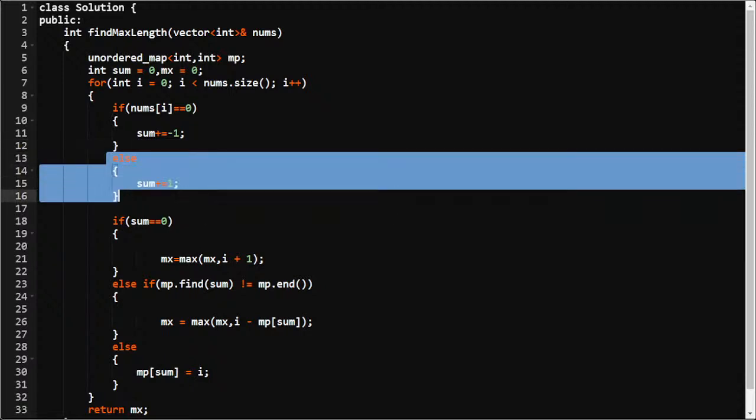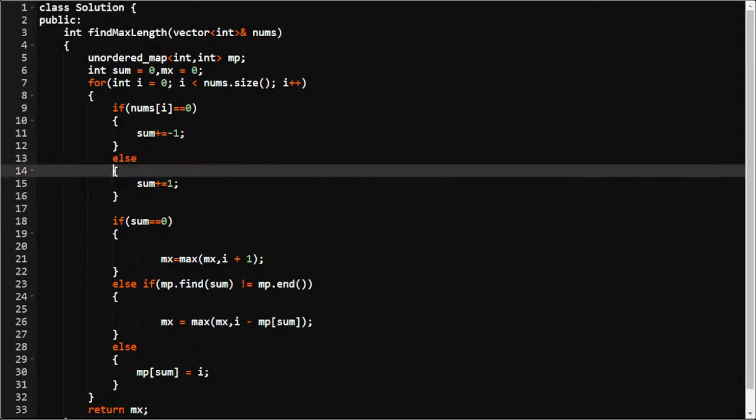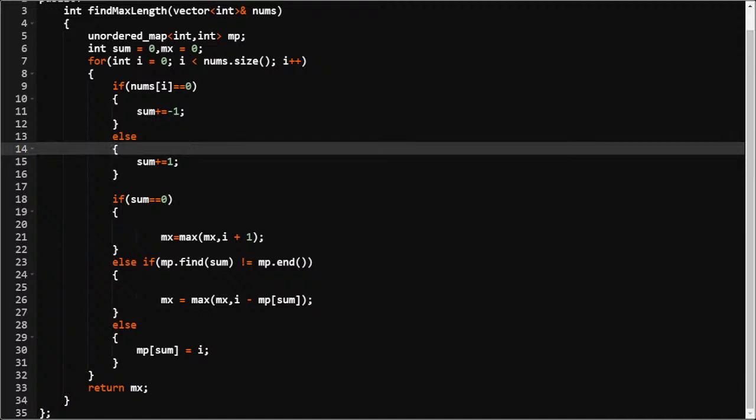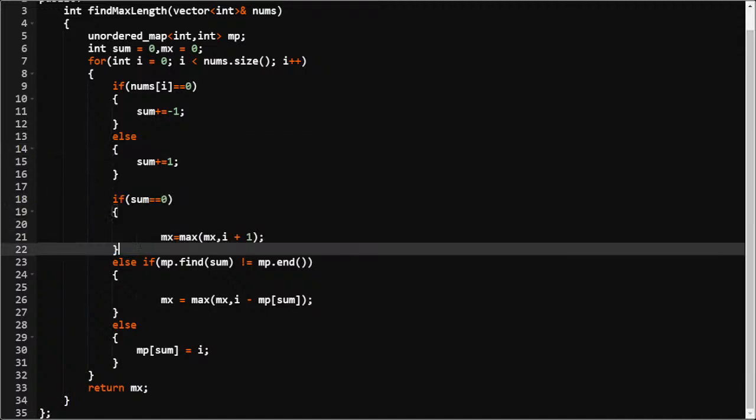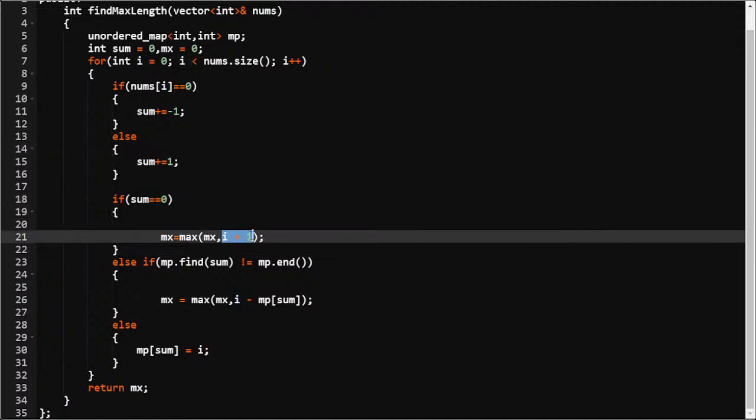And else, if the number is 1 itself, I'll add 1 to the sum. If at any chance my prefix sum itself becomes 0, that means the length of that particular subarray would be i plus 1. So I need to check the maximum with that.